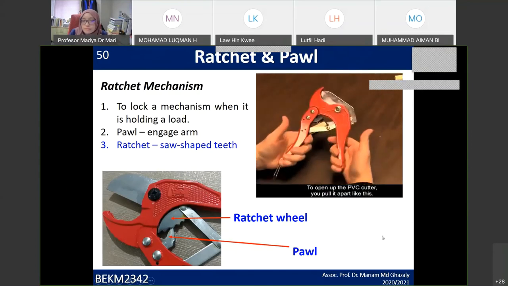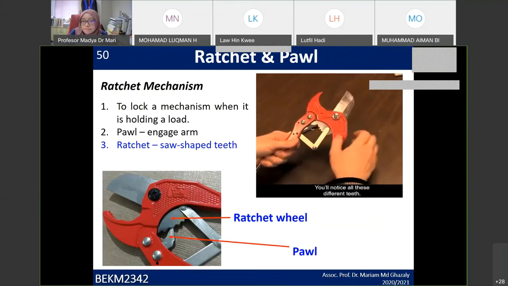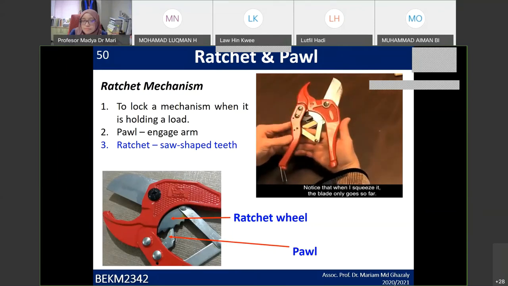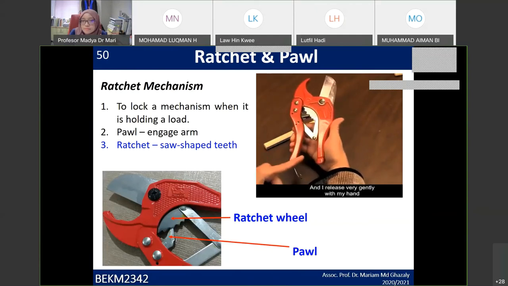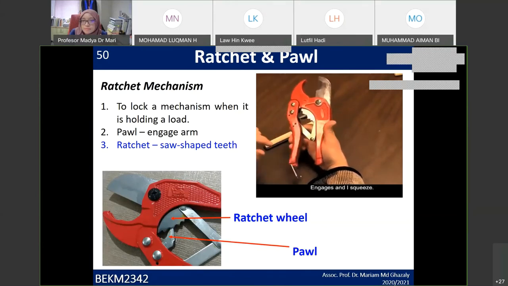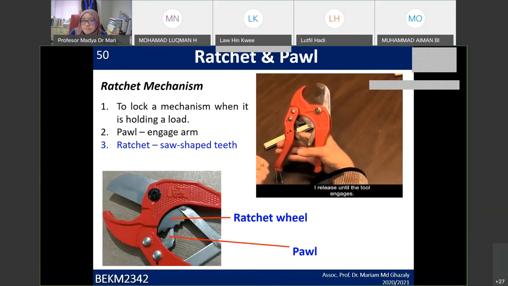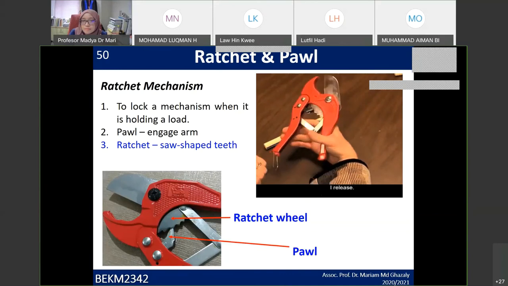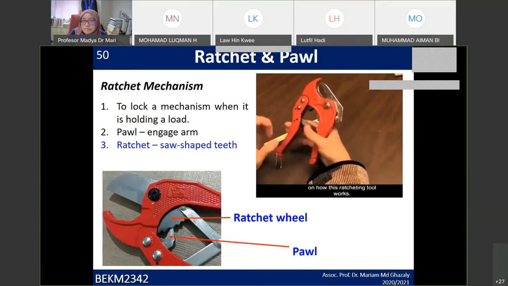To open up the PVC cutter, you pull it apart like this. You'll notice all these different teeth. That's the ratcheting portion of the tool. Notice that when I squeeze it, the blade only goes so far, and I release very gently with my hand until this next tooth engages. It engages and I squeeze, the blade moves a little bit farther. I release until the tool engages. I squeeze, the blade moves farther. I release, so it becomes a kind of pumping action on how this ratcheting tool works.